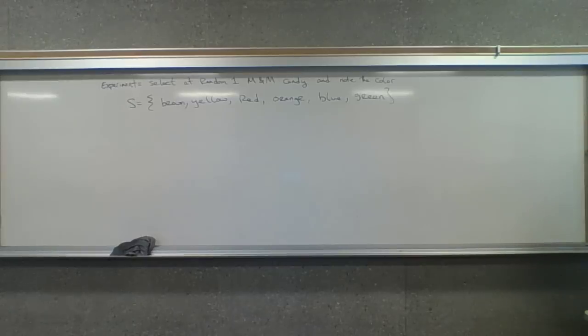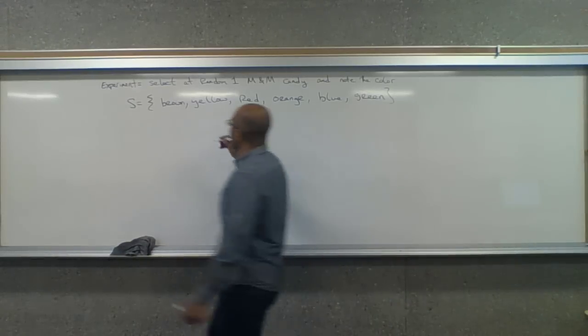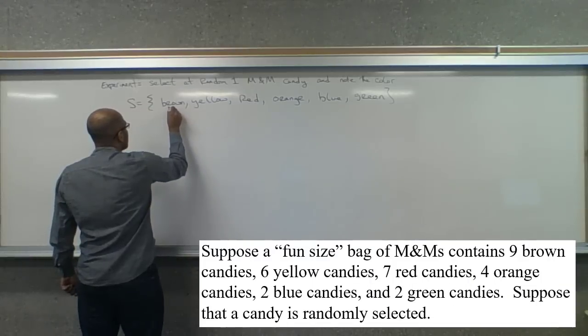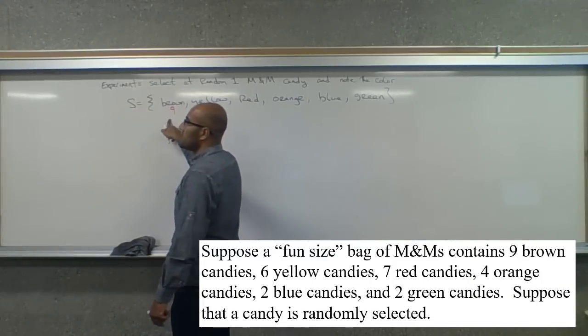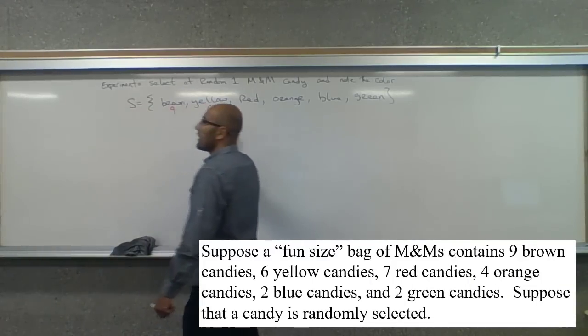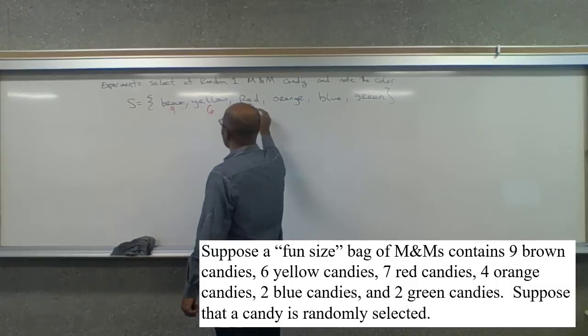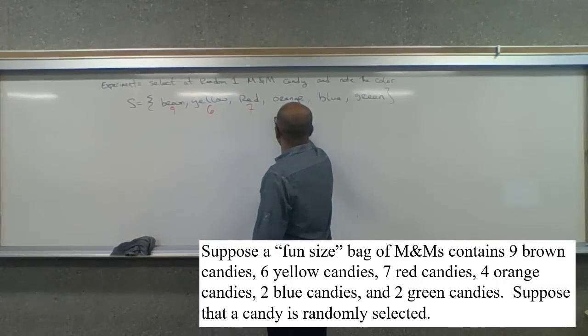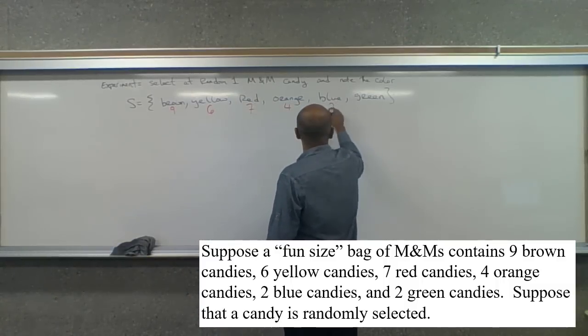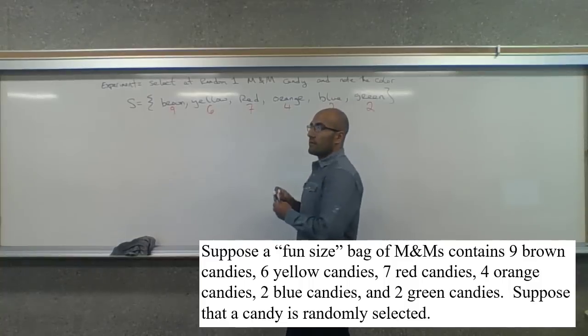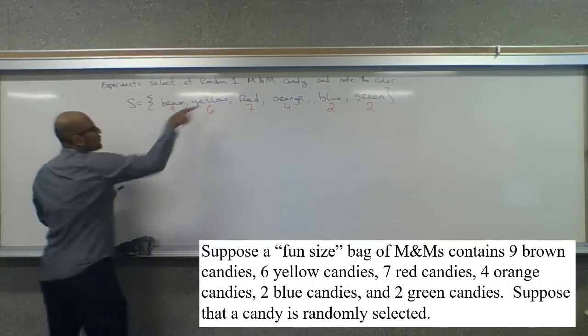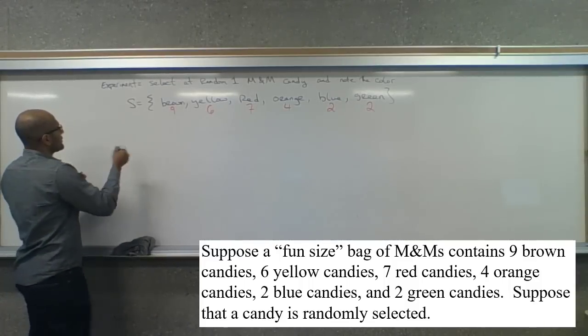So we have to keep track of the fact that there are different numbers of each. So now one thing you could do, just for the sake of notation, is you can say that there were 9 brown ones, there were 6 yellow ones, there were 7 red ones, there were 4 orange, and then there were 2 blue and 2 green. So this is sort of a shortcut of my notation.